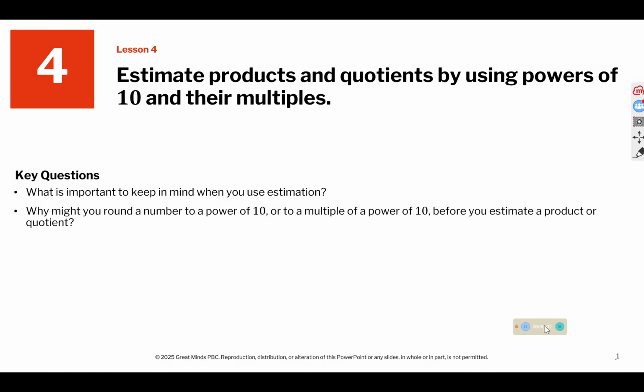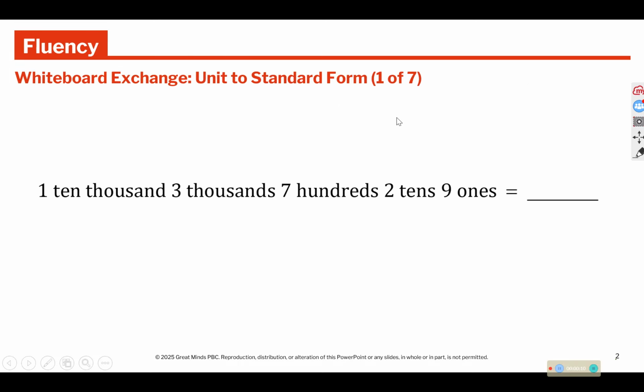Here we are in lesson 4, working with estimating products for multiplication and quotients for division. To begin, we'll warm up by using the whiteboard exchange method. So if you have a whiteboard or a piece of scratch paper, you can write down your responses and then check them as we reveal the answer. Your job today is to write these in standard form.